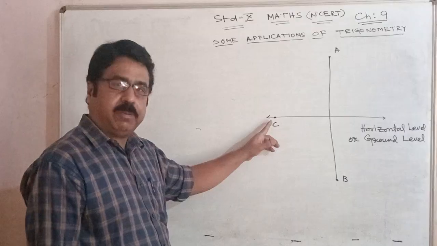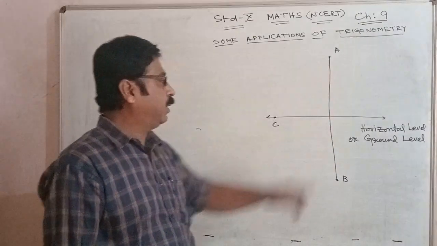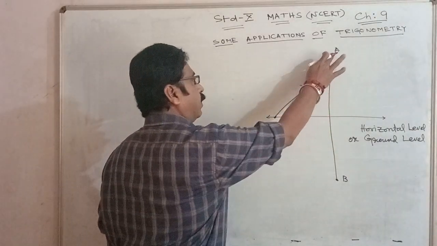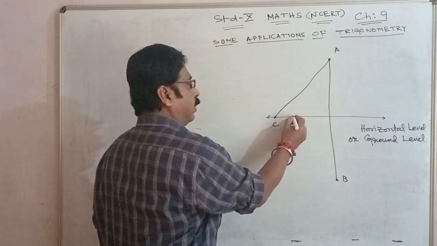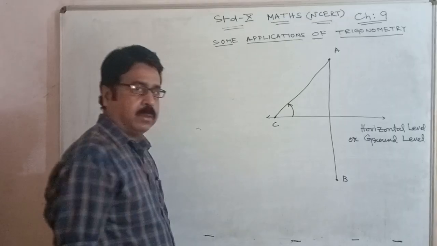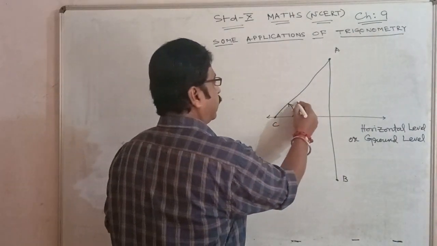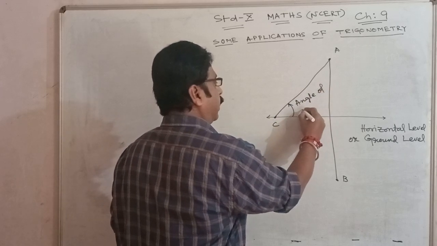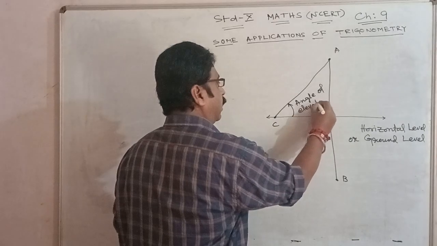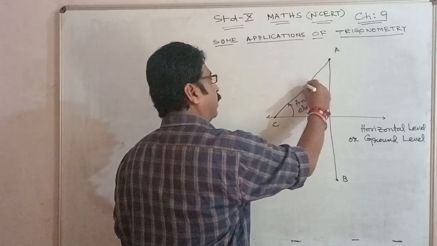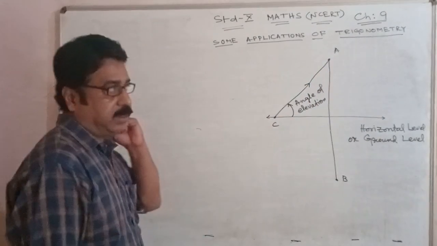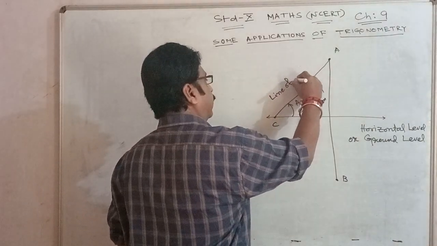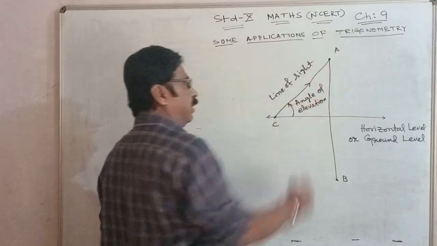If you want to see an object which is located at the point A, then one angle will be created, like this. This angle is called angle of elevation, and this line is called as line of sight or line of vision.